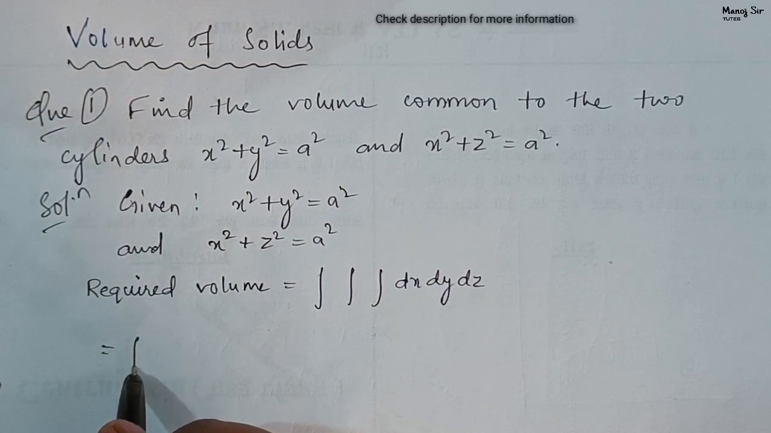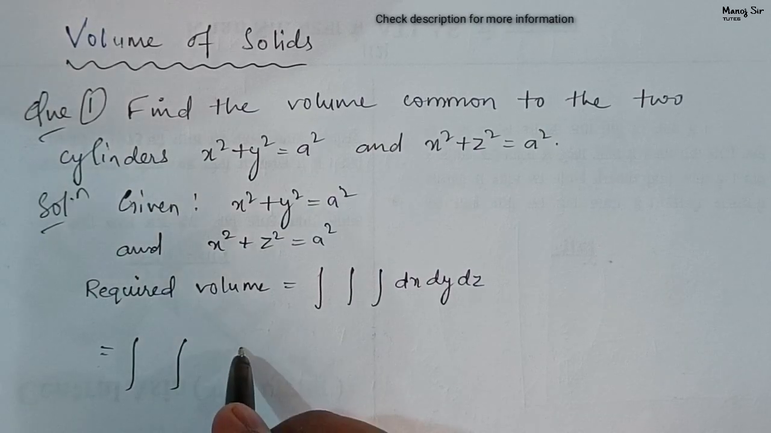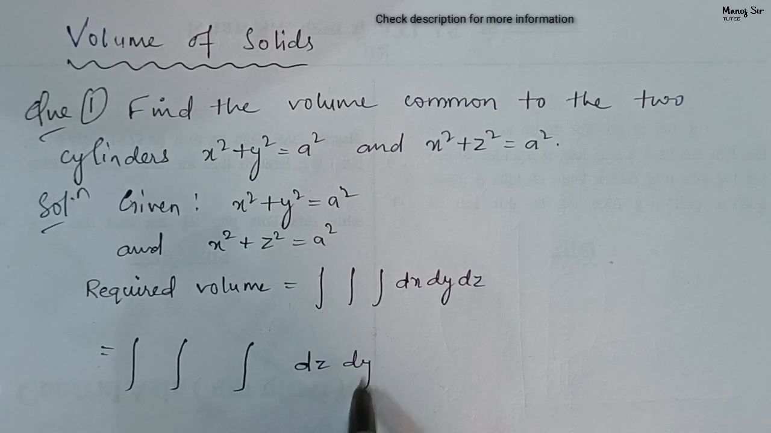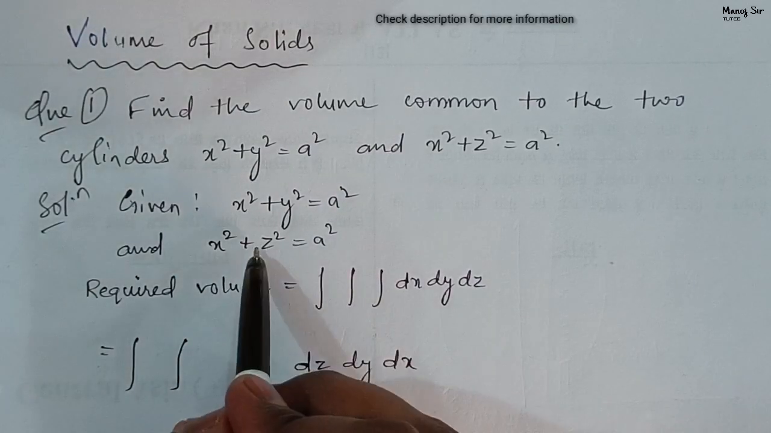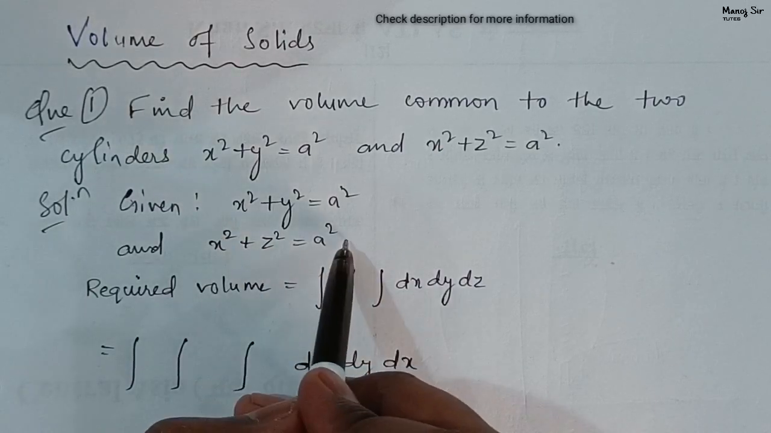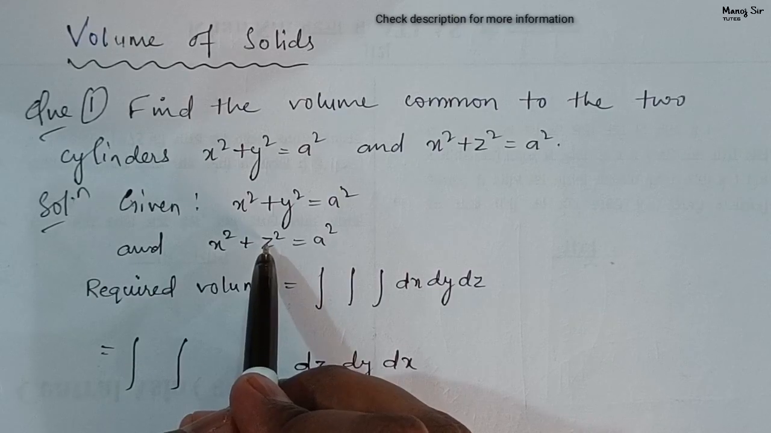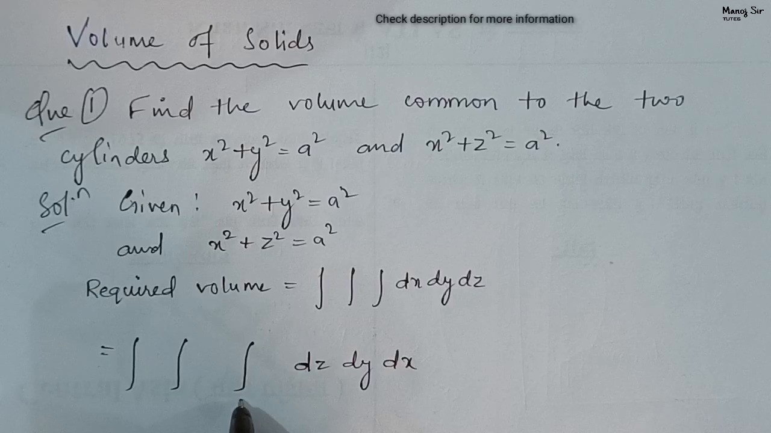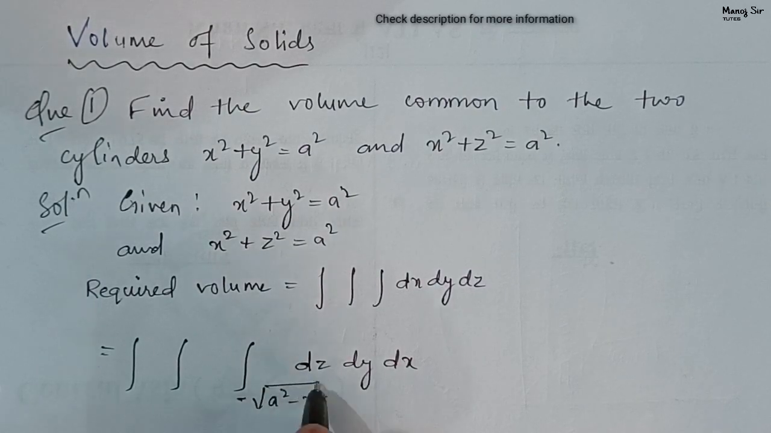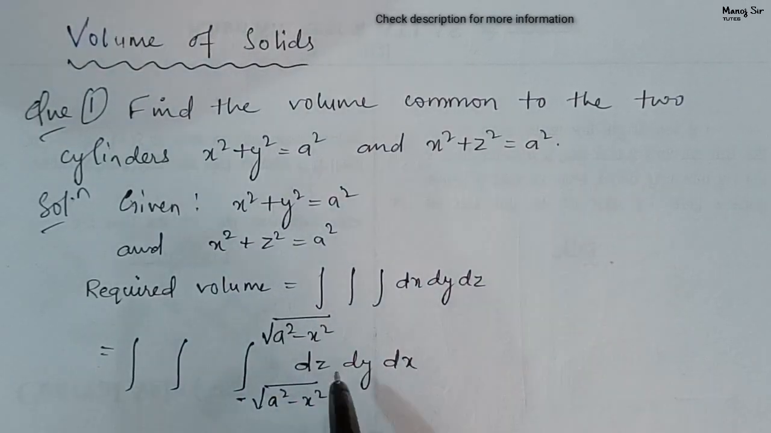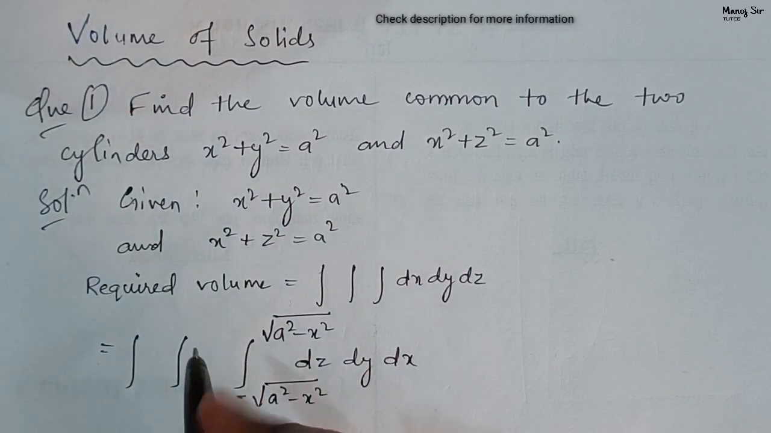So here you can see, dz dy dx. From here we can find the limit of z, that is we can take this x square to the left hand side, then z will become plus minus root over of a square minus x square. So we can say the limit of z varies from minus root over of a square minus x square to positive root over of a square minus x square. This is the limit of z.